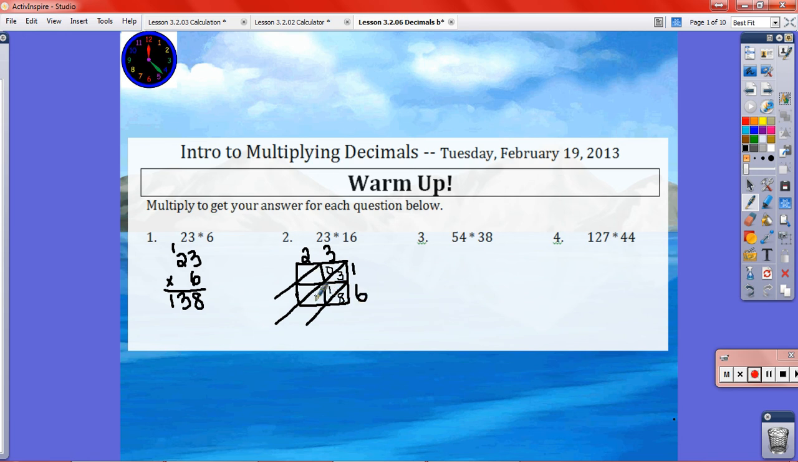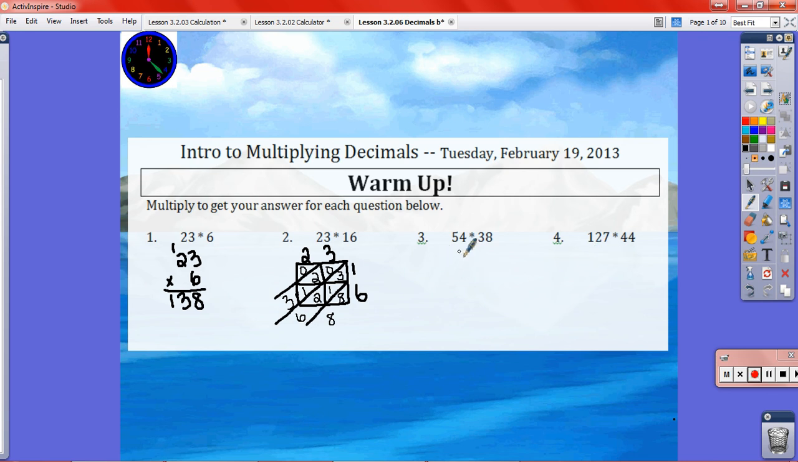6 times 2 is 12, 2 ones and 1 ten. And 2 times 1 is 2, 2 ones and no tens. And then you add across your diagonal lines. This keeps your place value in order. So we have 8 ones. We have 3 and 1 is 4 and 2 is 6 tens. So that's 60. We have 2 and 1 is 3 hundreds, and we don't have any thousands, so this is 368.